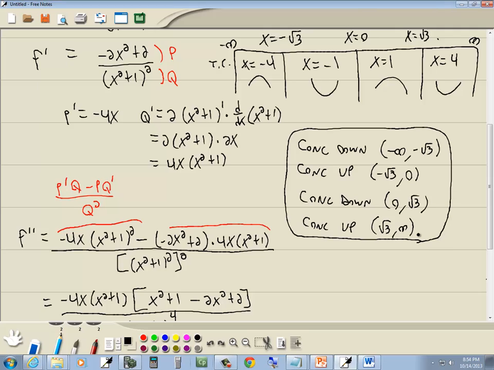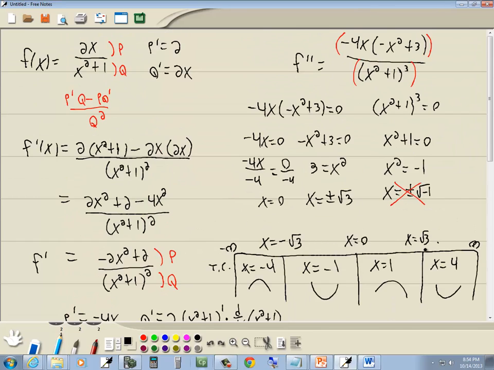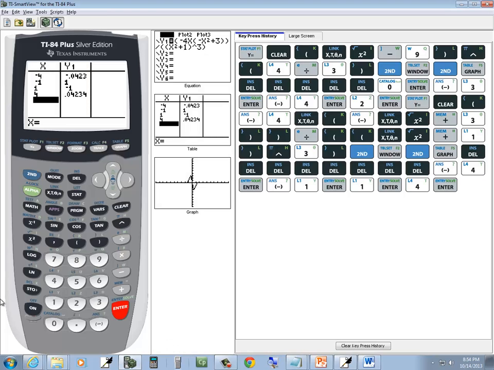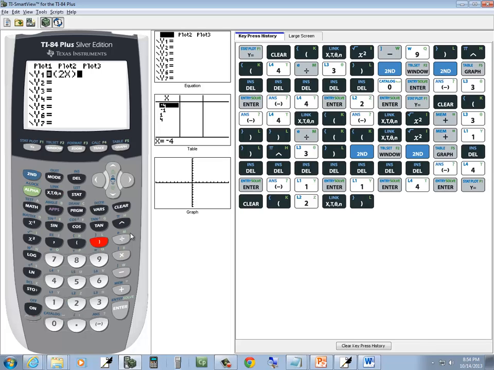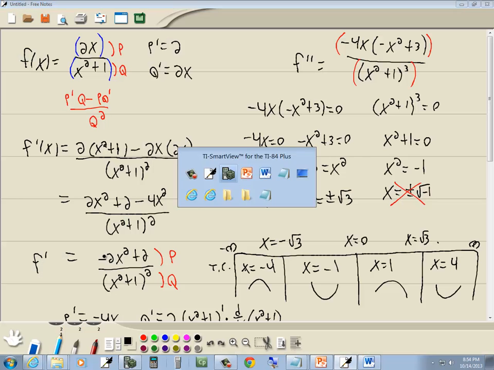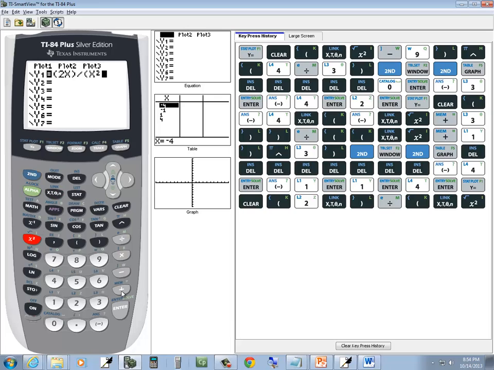Now sometimes you can look at your original graph and actually see this concavity change. Sometimes you can't. Just out of curiosity, let's graph this original problem. Remember, if you have a fraction, the key is you put parentheses around the top, parentheses around the bottom. I'm going to plug it in. So I'm going to press y equals, clear. Now do beginning parentheses, 2x, closing parentheses, divided by, beginning parentheses, x squared plus 1, closing parentheses. And now let me press graph.